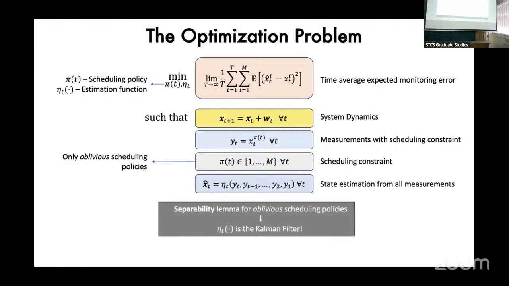Given that, we are able to prove this separability lemma. For oblivious scheduling policies, the optimal estimator is going to be the Kalman filter. You can design the Kalman filter for this linear time varying system because your observations are actually time varying, and not just one fixed dimension or some linear subset. Given any specific scheduling sequence, you will get a particular iteration of the Kalman filter, which will basically give you a system of linear equations that you keep iterating over in each time slot.